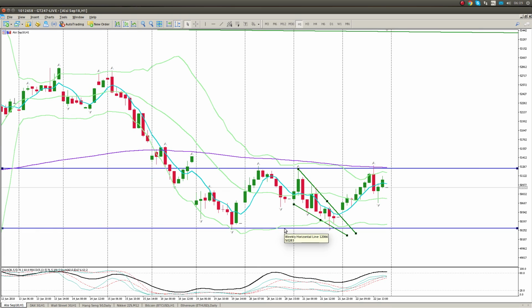So what am I expecting today? Well, I'm expecting this level to fail, to be honest. I think whatever does happen today, this area is going to get rejected again and we are going to pull down. The big question is, how are we going to pull down?